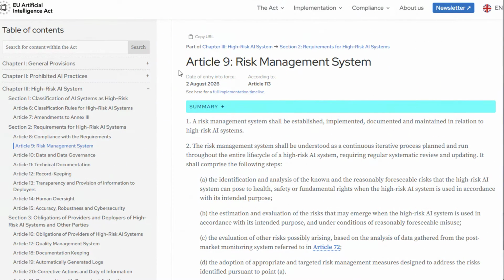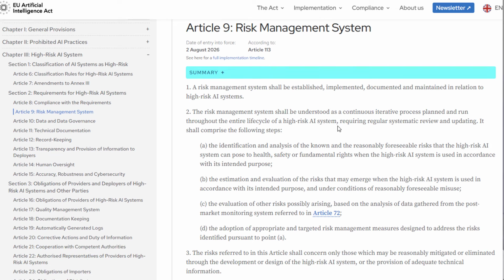So firstly, we come up with Article 9, which is the risk management systems. So our design must reflect and reduce known and foreseeable risks, but not just the technical ones, but risks that also impact our fundamental rights and may result in misuse as well.